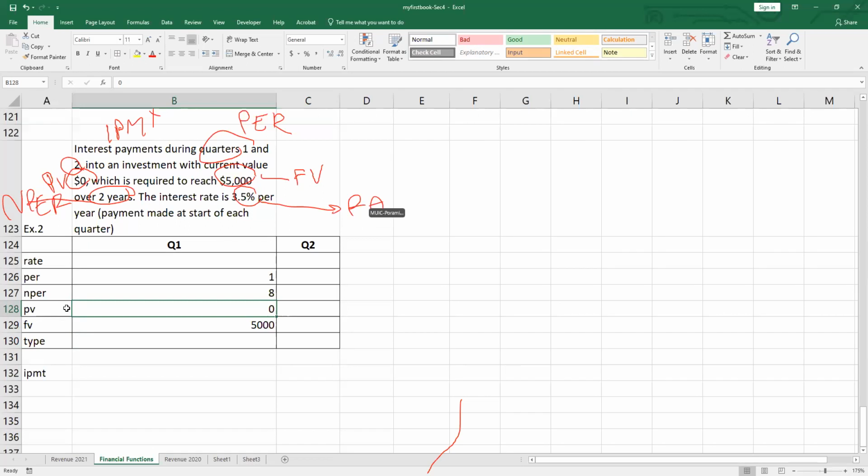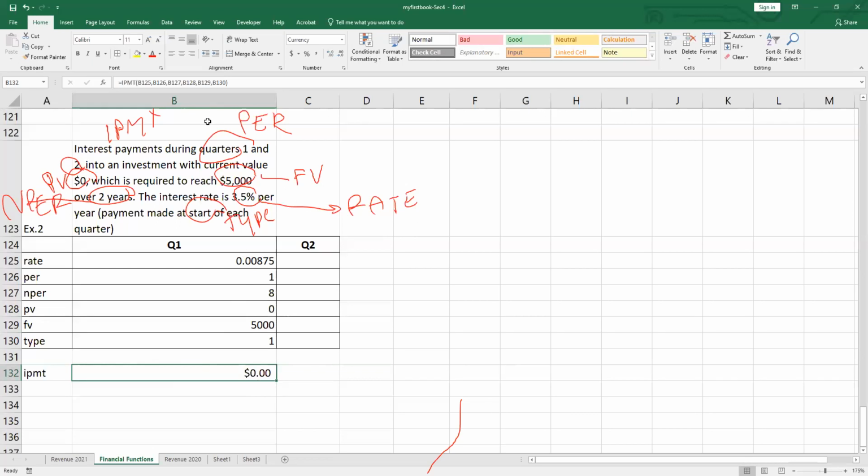Interest rate, you have to change it to be quarterly rate as well. 3.5% per year, you have to change to be the percent per quarter. So in this one, rate is 3.5% divided by 4, to change it to be quarterly rate. Type: you pay at the beginning of the quarter, then type is 1. You might say that it is $0. Is it correct? Yes, it's correct, as long as you put all of the information above correctly.